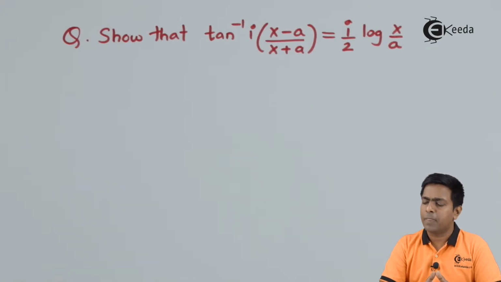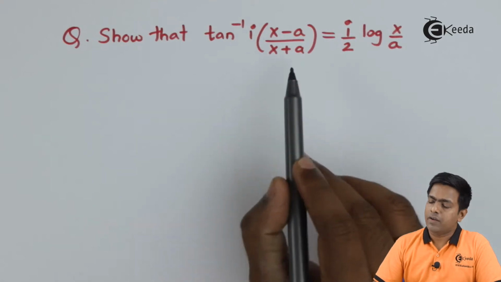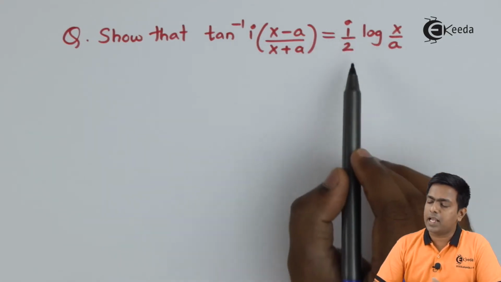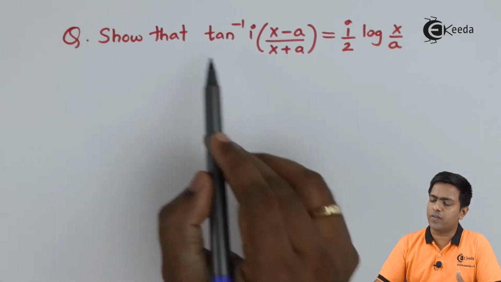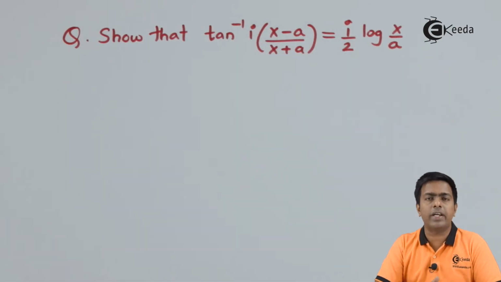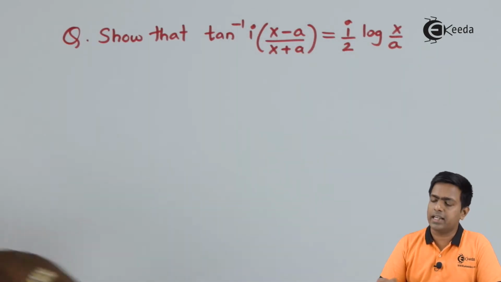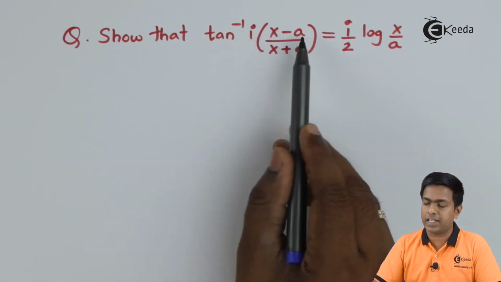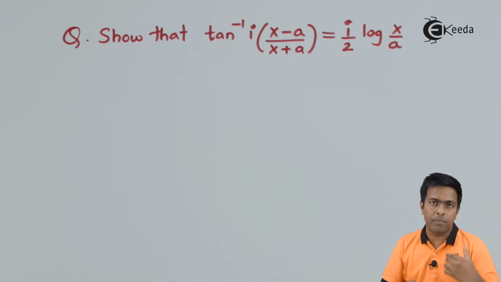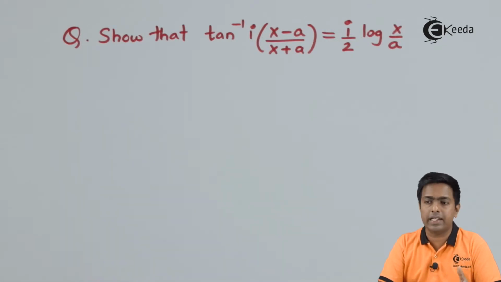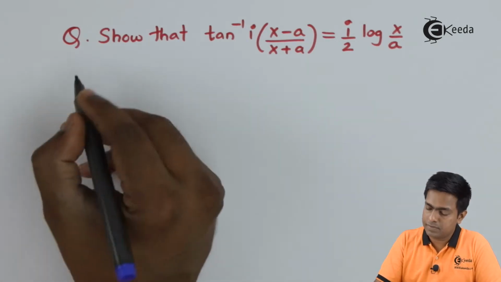So let's start. How to solve this? We have to prove the value as i by 2 into log of x upon a. But initially, since we don't know the value of this term, we'll assume it as theta. So let tan inverse of i times (x minus a) upon (x plus a) equal theta, and then by moving ahead we will prove that the value of theta is i by 2 into log of x upon a.